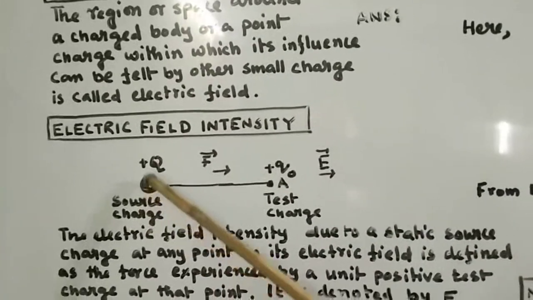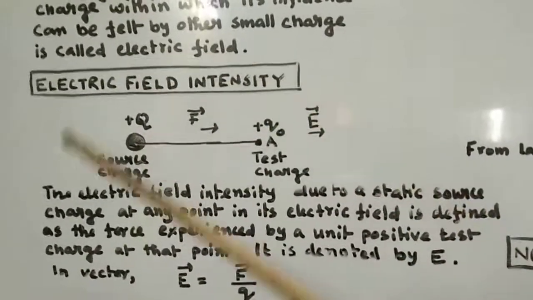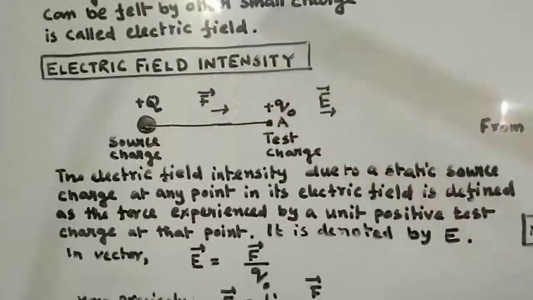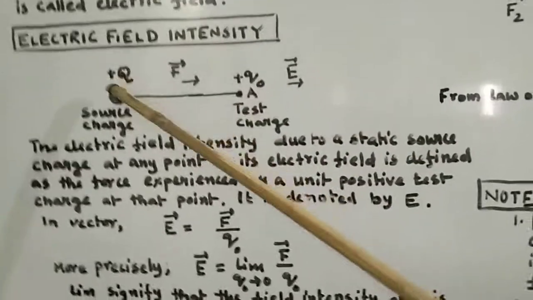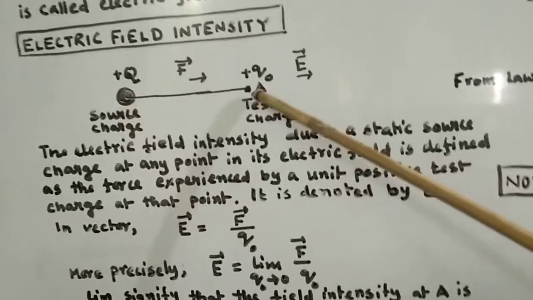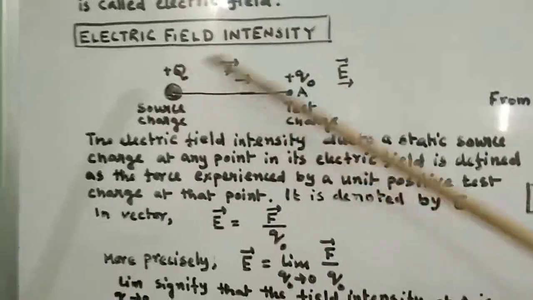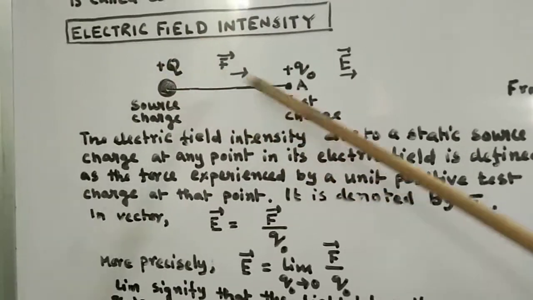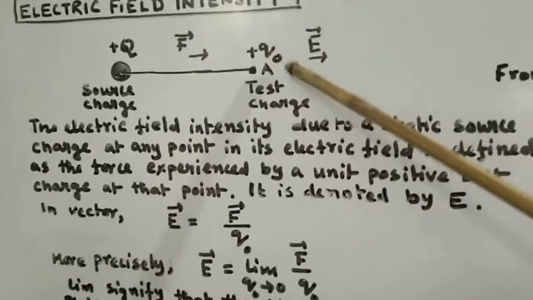So if you consider this one as the source charge, definitely a region will be created around that source charge. If you place any charge within that region, then that charge will experience some kind of influence. If you place that charge out of that region, then there will be no influence. So here we are considering a point A within the field of the source charge, that is plus Q, and we have placed a test charge plus Q naught at that point A. So what will happen? A force will be experienced. This is a repulsive force, the direction is this side. It is the force experienced on the test charge Q naught by the source charge.